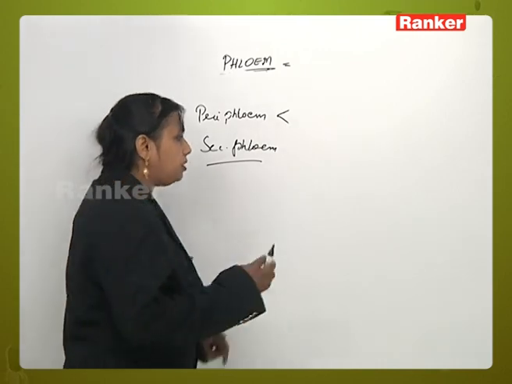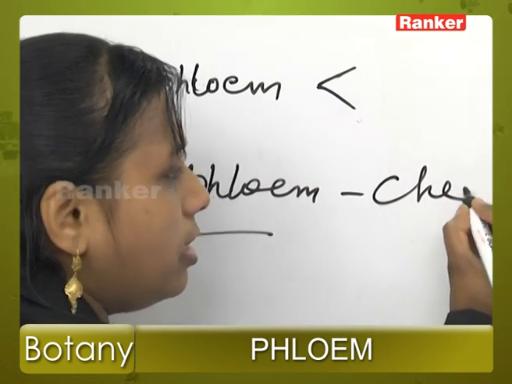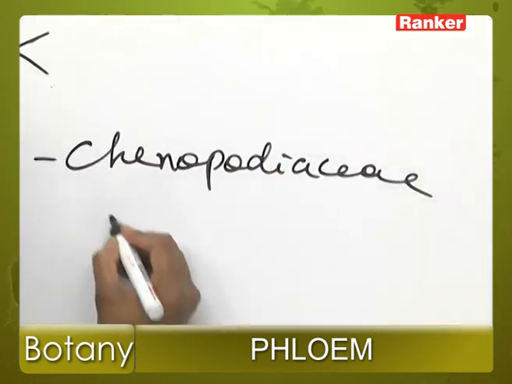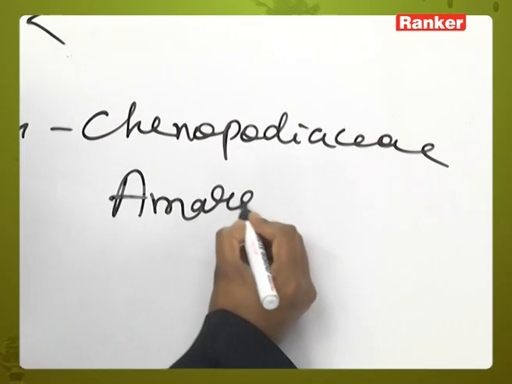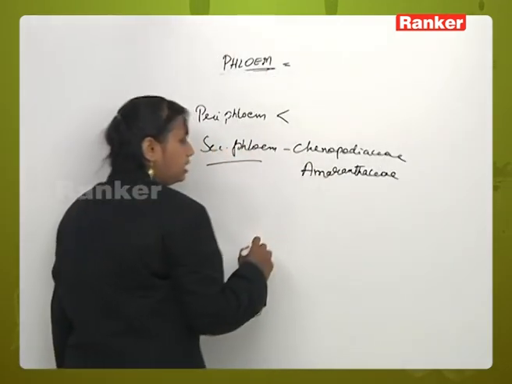Okay. Now examples of secondary phloem are Chenopodiaceae family members, Amaranthaceae family members, Nyctaginaceae family members.